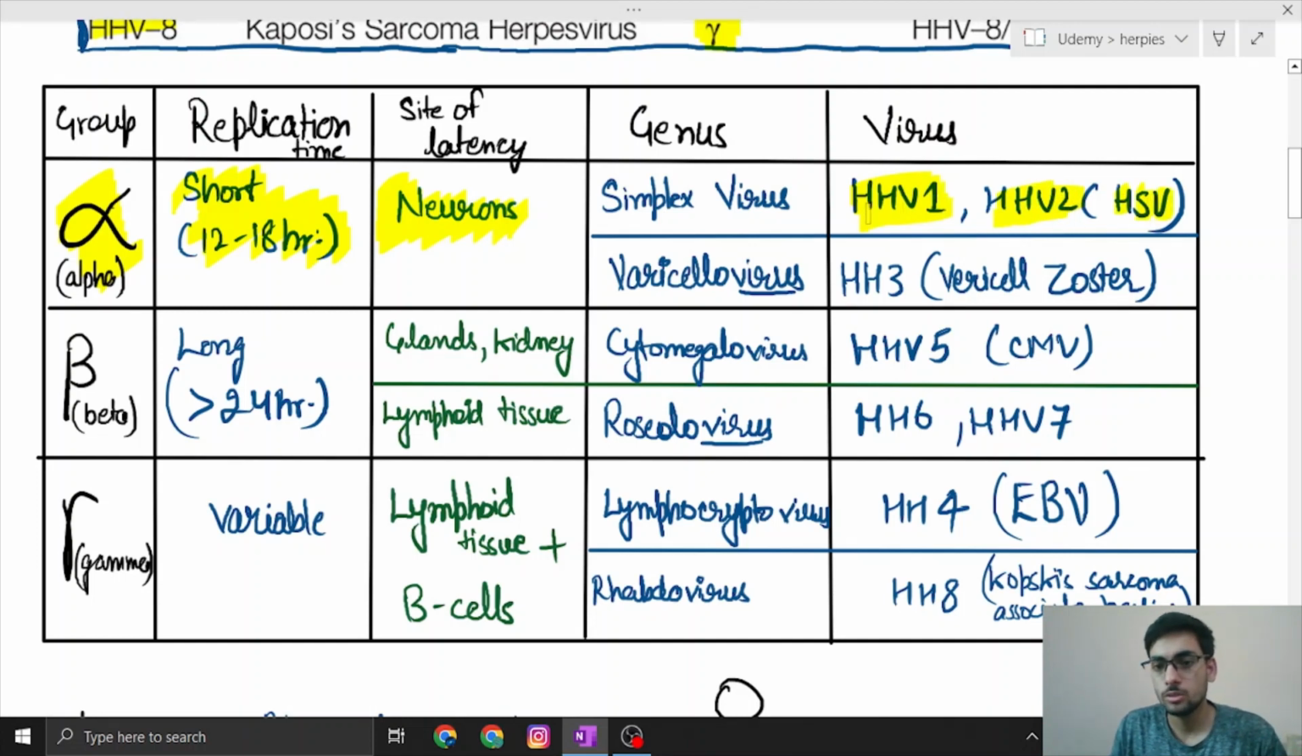Herpes simplex virus type 1 causes infection in the upper part of the body, so it will obviously go latent in the upper part only, right? And HHV2, which is herpes simplex virus type 2, causes infection in the lower part of the body. Apart from that, varicella zoster virus, which is HHV3, also comes in the alpha family.